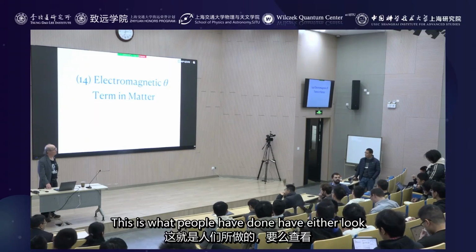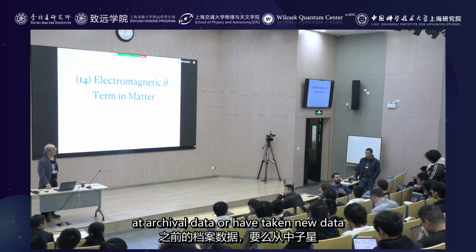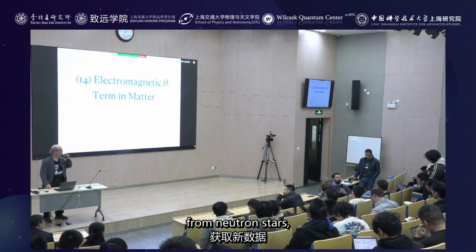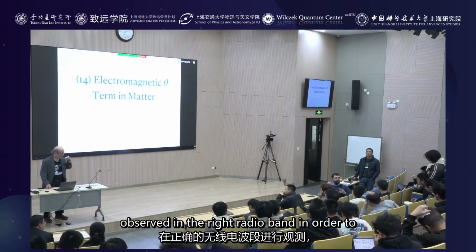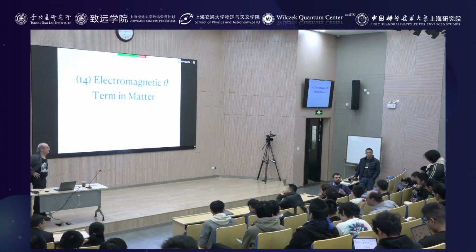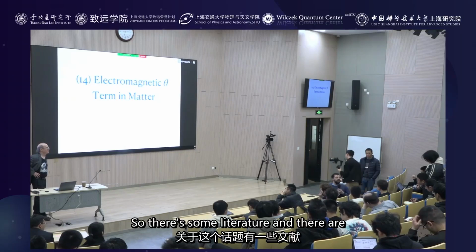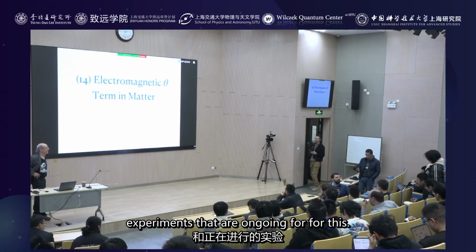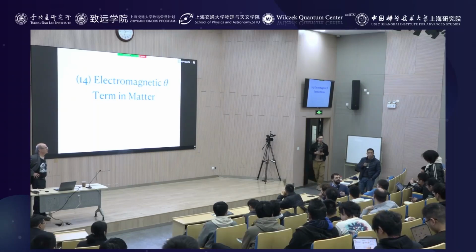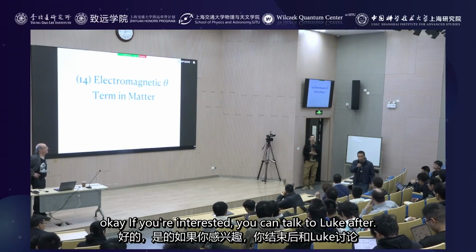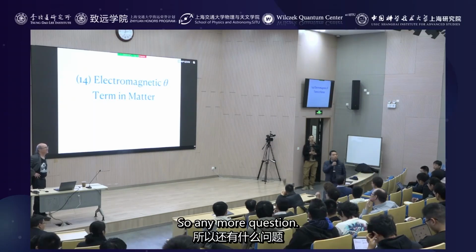And this is what people have done, have either looked at archival data or have taken new data from neutron stars observed in the right radio band in order to look for this type of signal. So there's some literature, and there are experiments that are ongoing for this. Okay, if you're interested, you can talk to Luca afterwards. Yeah. So, any more questions?